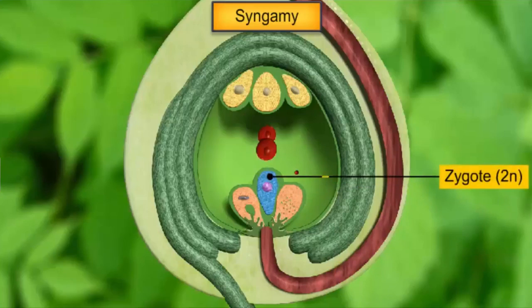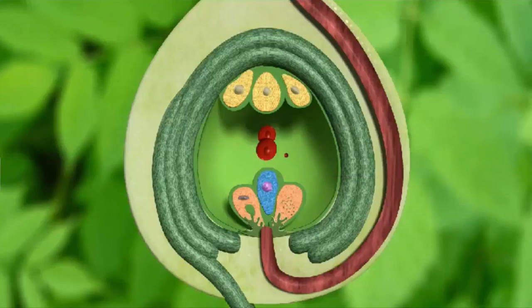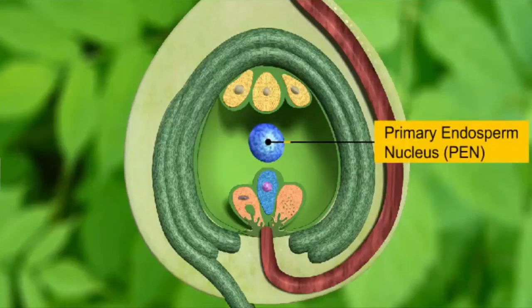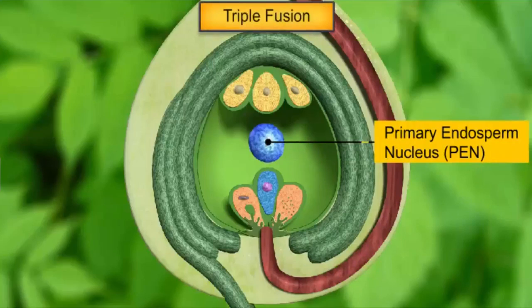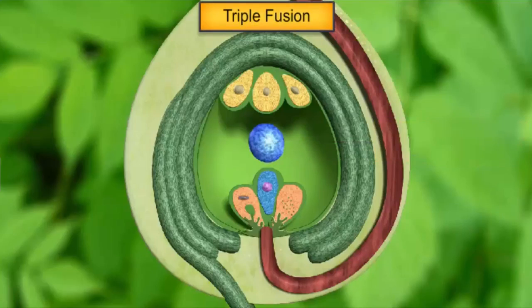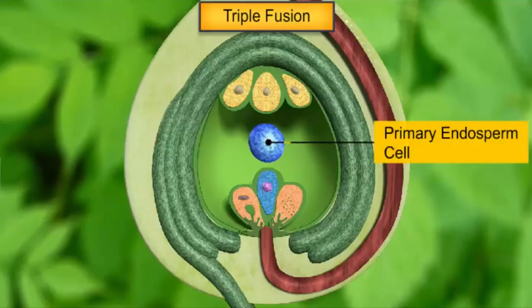Meanwhile, the other male gamete moves towards the 2 polar nuclei and fertilizes them to produce a triploid primary endosperm nucleus or PEN. Incidentally, this fusion is known as triple fusion, as it involves the fusion of 3 haploid nuclei. After the triple fusion, the central cell is called the primary endosperm cell.